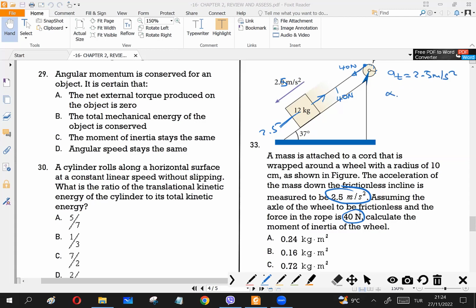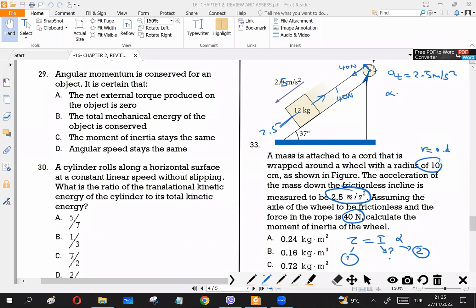Why do we need this? Because I need alpha to calculate moment of inertia. I know that torque is equal to I times alpha. I will calculate torque, but first I have to calculate how much the torque is. Then I have to calculate how much alpha is. Then I can calculate I. So torque I can calculate because the tension force causes the torque. From the force to the axis of rotation, the distance is the radius of the wheel, and it is given in the question as 10 centimeter, 0.1 meter. I can calculate torque, then I can calculate alpha, then I can calculate I.